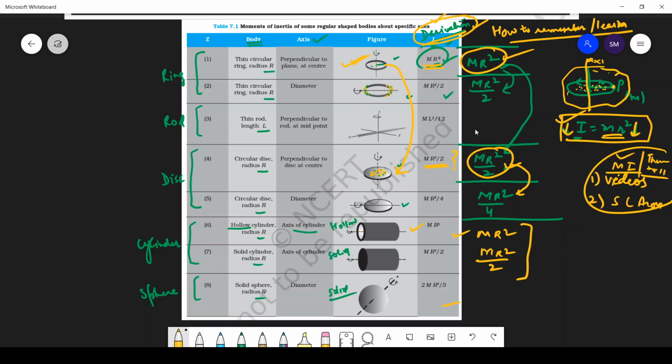Now this is ml square by 12. This we need to remember, we have no option. This is something like mr square, but this is ml square divided by 12 for the rod. And here also you have no choice: mr square, but with 2 by 5, for this sphere. So students, that is how to remember the formulas.